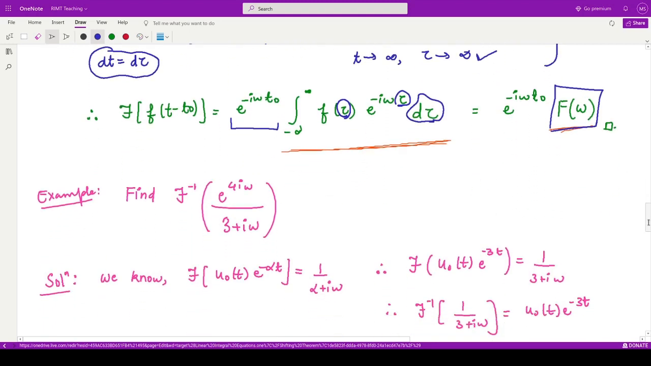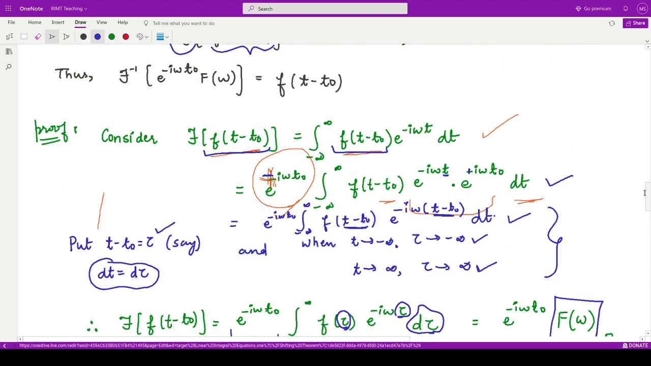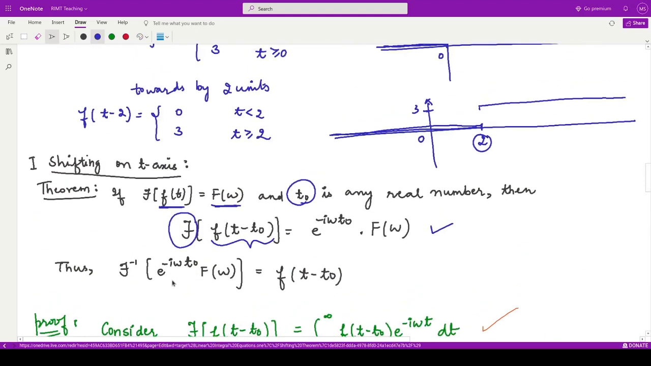So let us see an example for this one. We have to find the Fourier inverse of this particular function. So how can we do that? You can see we have e to the power 4 iota omega present here. So if we calculate the Fourier inverse of the function 1 upon 3 plus iota omega, then we can apply the shifting property using this inverse formula. So we have something of this kind: e to the power something into the Fourier inverse of some other function.